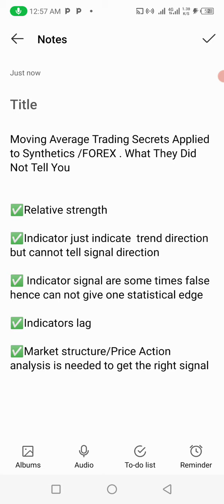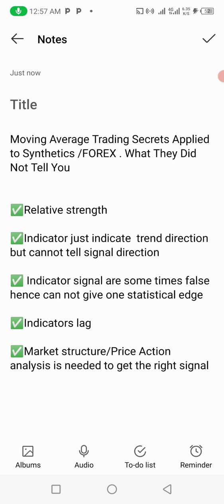In today's video, we shall discuss the moving average trading secret applied to synthetic indices. What they did not tell you. Now, I'm going to show you a few points about moving average. Number one is relative strength. Number two is that an indicator just indicates trend direction, but cannot tell you signal direction.